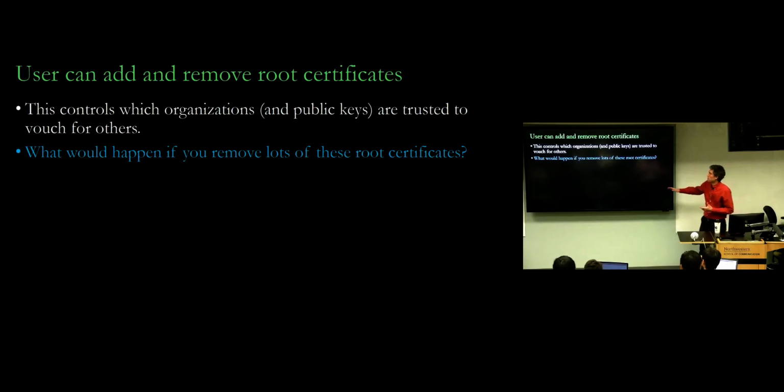But what would happen if you went through and removed lots of these root certificates from your OS? This is a question for you now to think about. Any ideas? If you decided to go to your OS and remove half of the root certificates. Some things would work, some wouldn't. What do you think? Well, anything that's signed by those roots would then be invalid, right? Yeah, so what kinds of things would be signed by those roots? The intermediates. Yeah, but which intermediates? We don't know, actually, right?